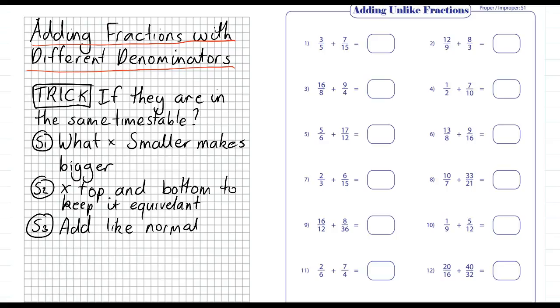My first step is to look at the two denominators, the two numbers on the bottom. So I've got 5 and 15. And look at the smaller one and think, what do I need to times 5 by to get 15? Okay, now I think that's 3. But if I didn't know, I could just do 15 divided by 5 on my calculator, and I'd also get the answer 3. Okay, then what I do is I times the 3 and the 5 both by 3.